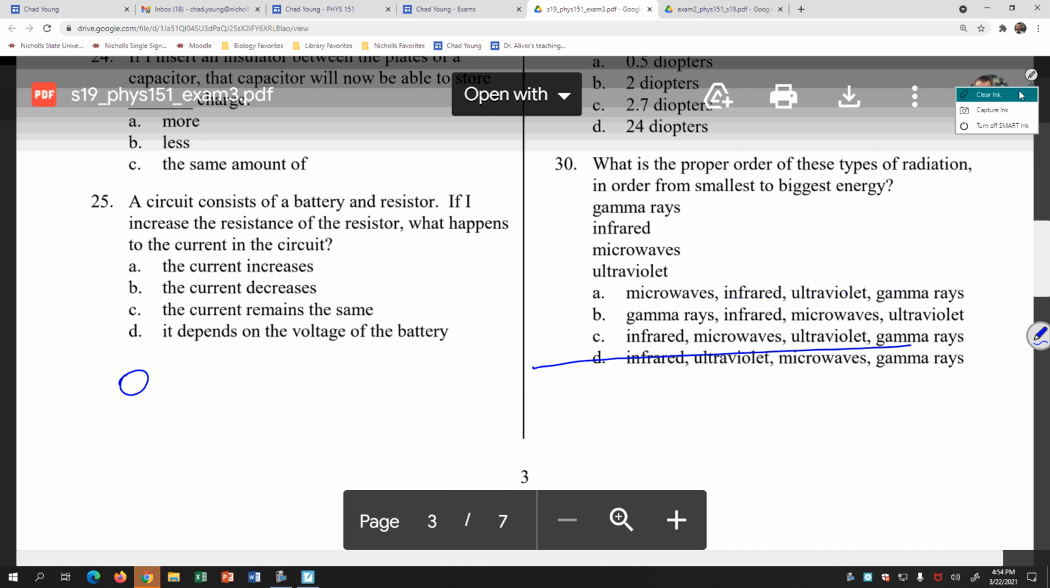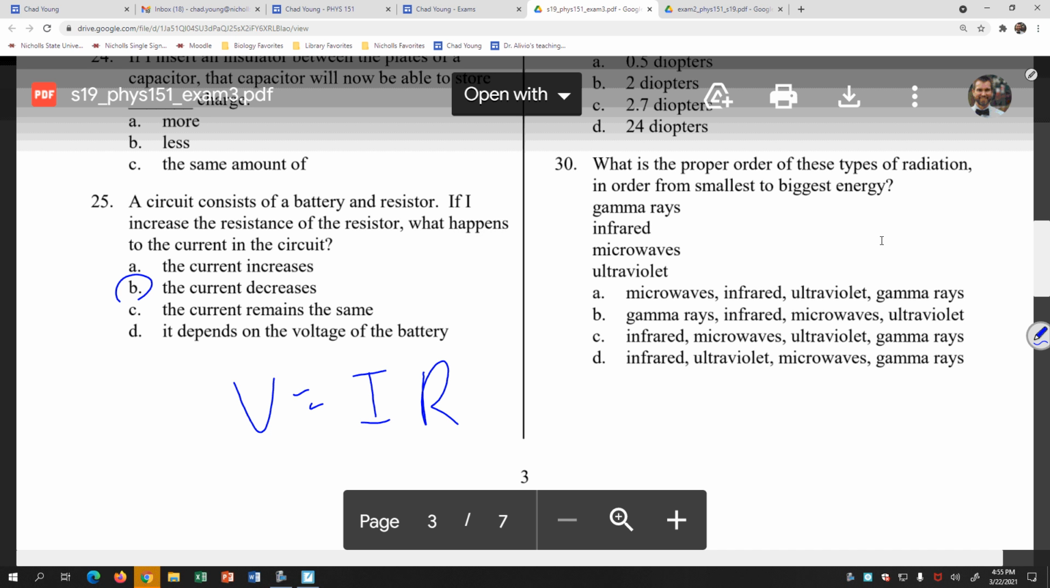All right. Other questions for me? Number 25. A circuit consists of a battery and resistor. If you increase the resistance of the resistor, what happens to the current? Resistors resist the flow of electricity. So if I resist the flow of electricity more, the current will decrease. Or you can think about it with the equation V equals IR. If R goes up, that means I is going to go down. But I always just think of it as resistors resist or limit the flow of electricity. So if you increase that resistance, it will slow down that current.